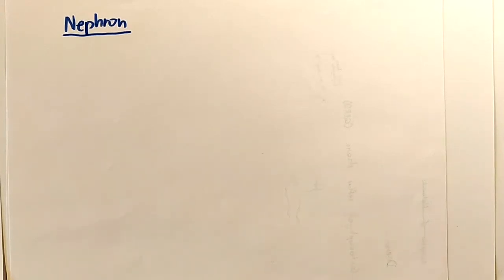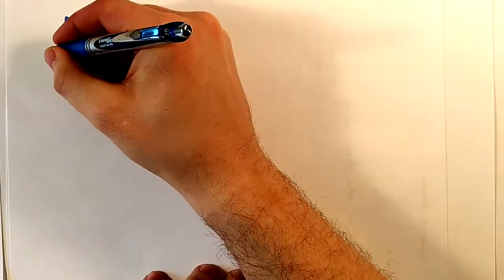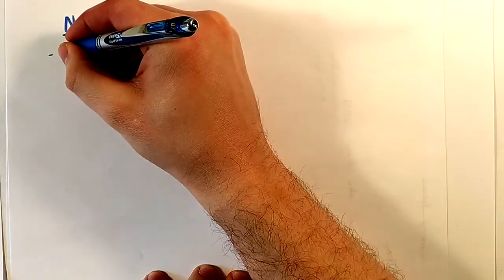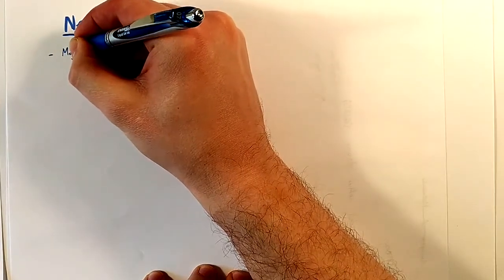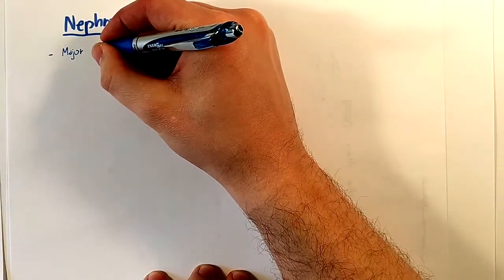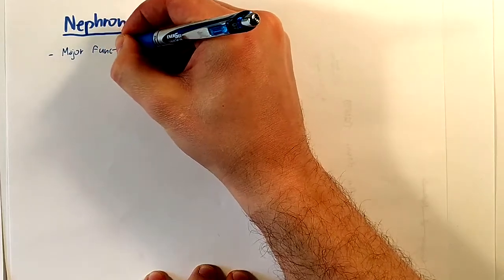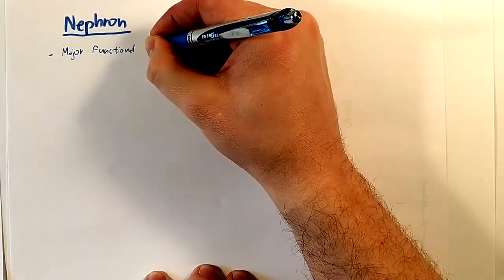Okay, so what is a nephron? You can see here in the picture. So this is like a tubular structure, the major functional unit of the kidney. That's important. Major functional unit of the kidney.